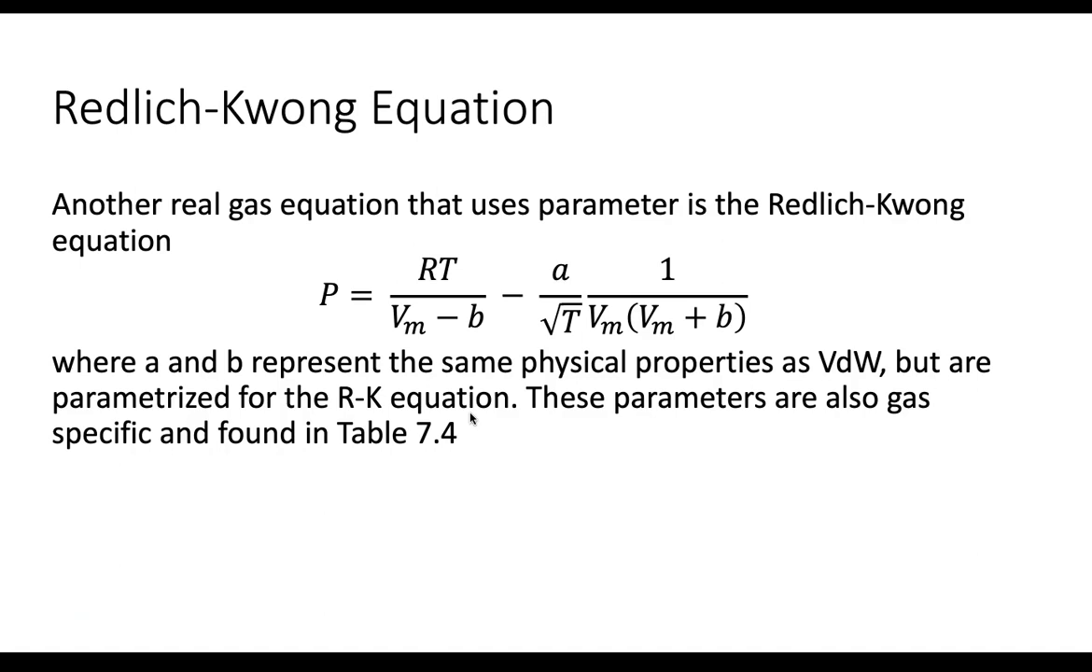Well, actually, I should backtrack. So the Redlich-Kwong and the van der Waals equations, those don't fit all pressure, volume, temperature ranges, right? A gas does not always act like a van der Waals gas. It acts like a van der Waals gas under certain conditions. It acts like a Redlich-Kwong gas under other conditions. So these are also approximations similar to the ideal gas.